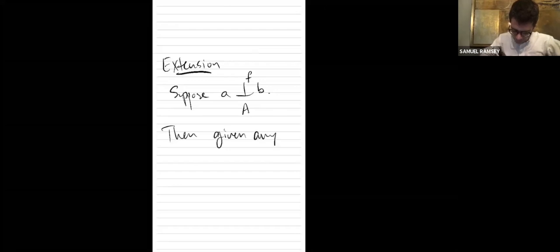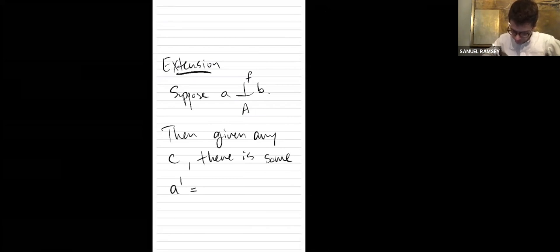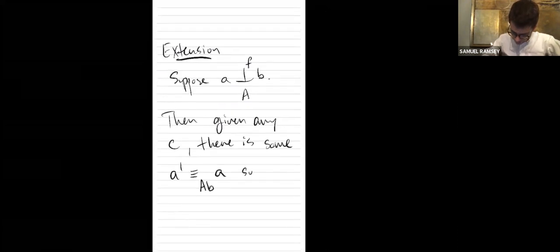Given any C, and remember these are all tuples, not necessarily elements, they could be infinite, there is some A prime which has the same type as A over AB. So recall this means that it has the same type, such that A prime is independent not just with B, but also with C.